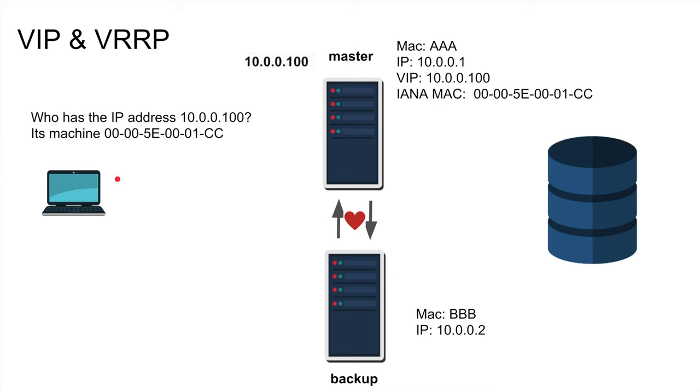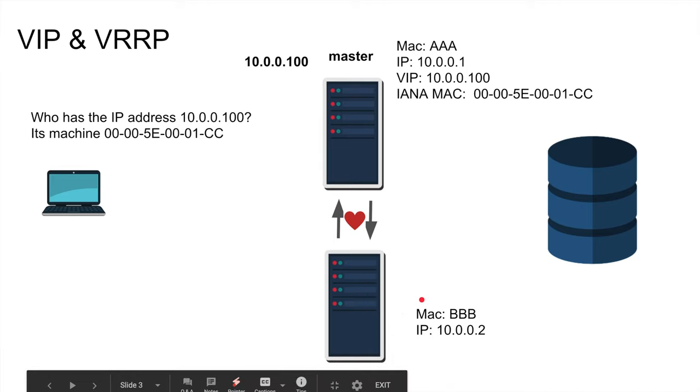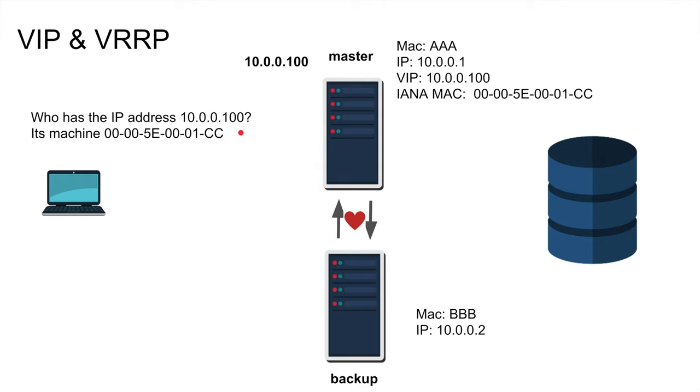It's going to ask everybody, obviously; that's a broadcast message. And in this case, this machine will answer automatically. Why? Because this machine doesn't have the IP address 10.0.0.100, right? So this will answer, and you're going to get this MAC address. Beautiful. That is the most important thing.